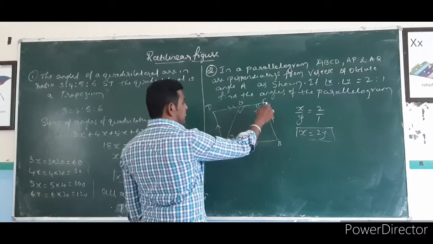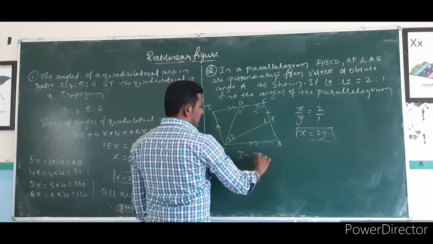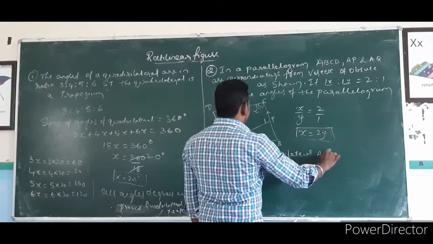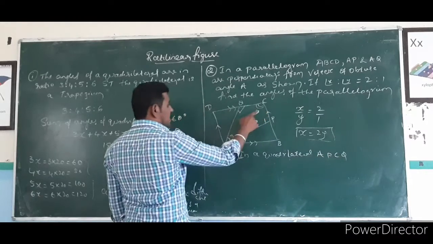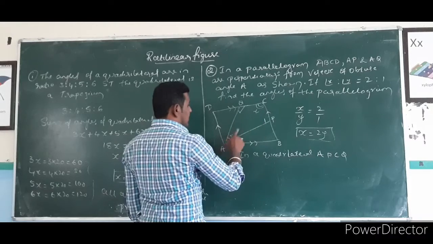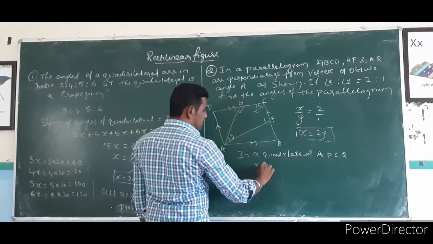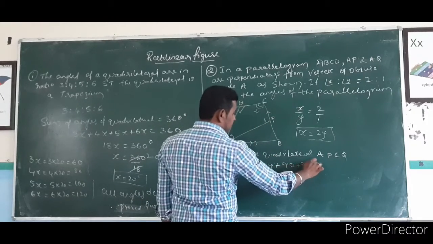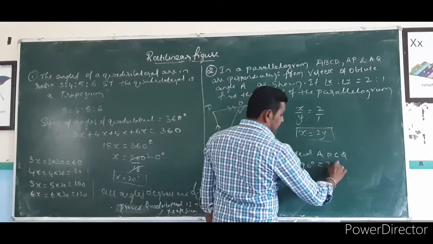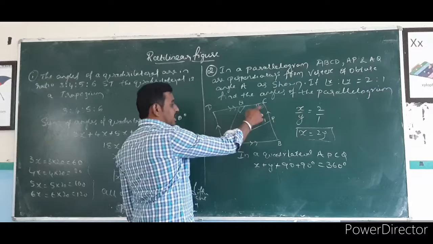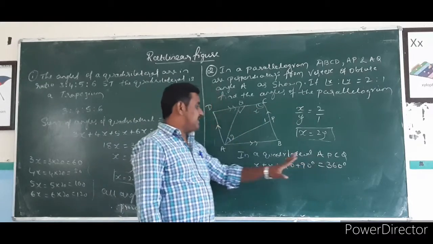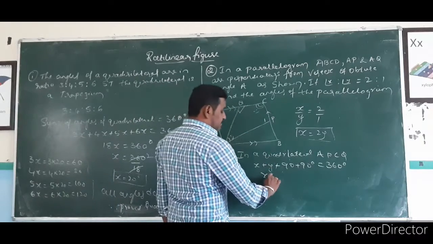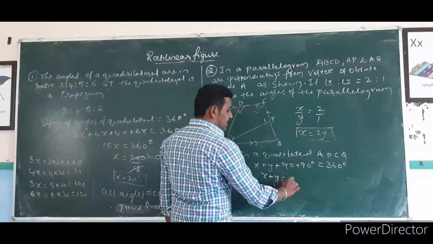If I take the quadrilateral ABCQ, in ABCQ, x plus y plus these two angles of 90 degrees, the sum must be equal to 360 degrees. If you add all the interior angles, the sum must be equal to 360 degrees. Here x plus y plus 90 plus 90, so x plus y plus 180.